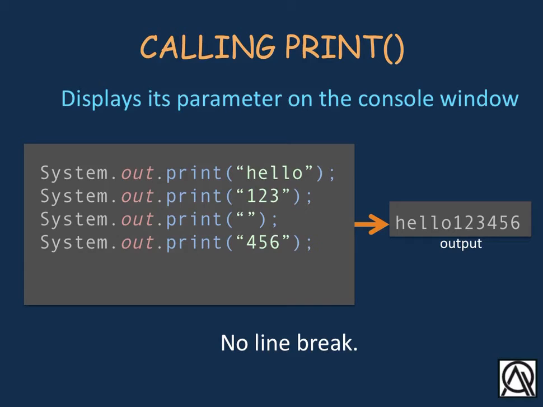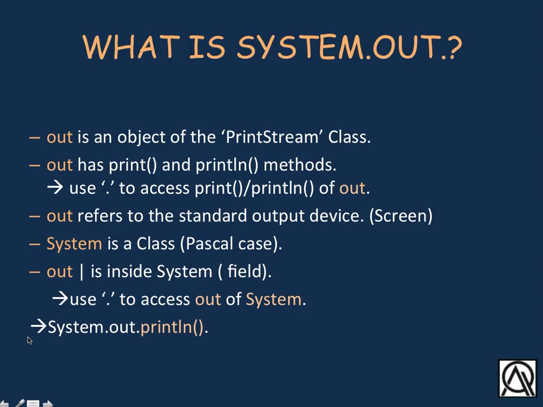Now let's see what is system.out. This out here is an object of the printStream class. So in Java we have a class called printStream, and developers create an object from this class which is called out. This object contains some methods. It contains the print method and println method. So we now know that an object can contain methods, just like a class.